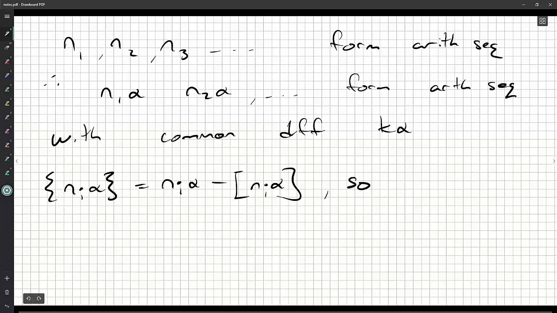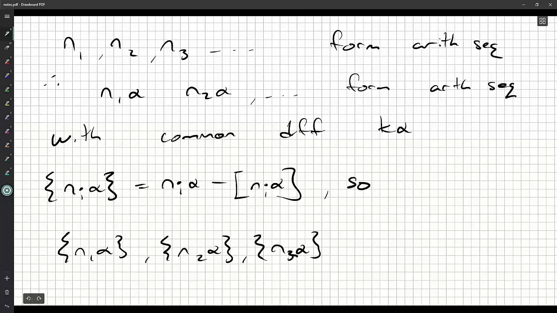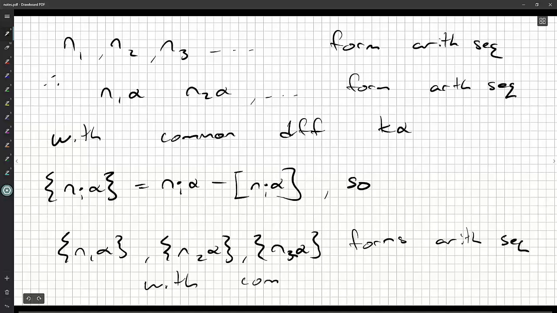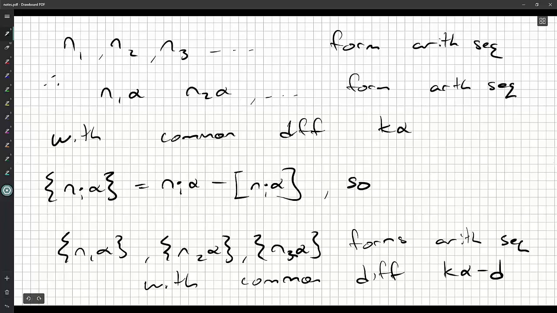So n1 alpha, n2 alpha, because the difference of two arithmetic sequences is itself an arithmetic sequence. So this forms an arithmetic sequence, and now we've got common difference k alpha minus d, I think. Let's think about that for a moment. That should be the case. Yeah, so k alpha minus d.